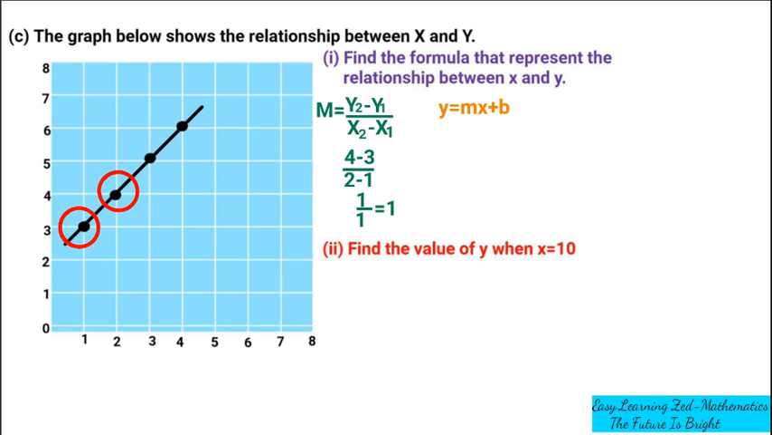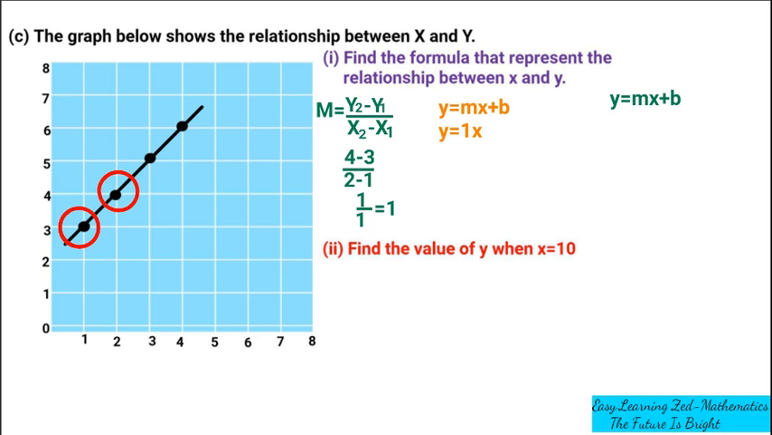So we are expressing y in terms of x, the relationship y has to x. We are going to say y is equal to the gradient, which is m, and the gradient we found is 1, so 1x, then plus, what is the value of b? We don't know the value of b, so we need to calculate it. So we're going to write the formula, y is equal to mx plus b.